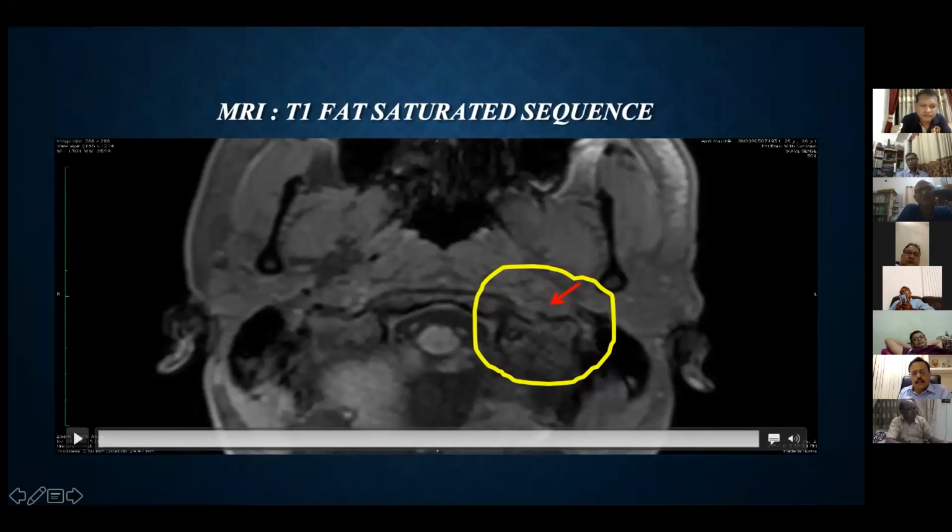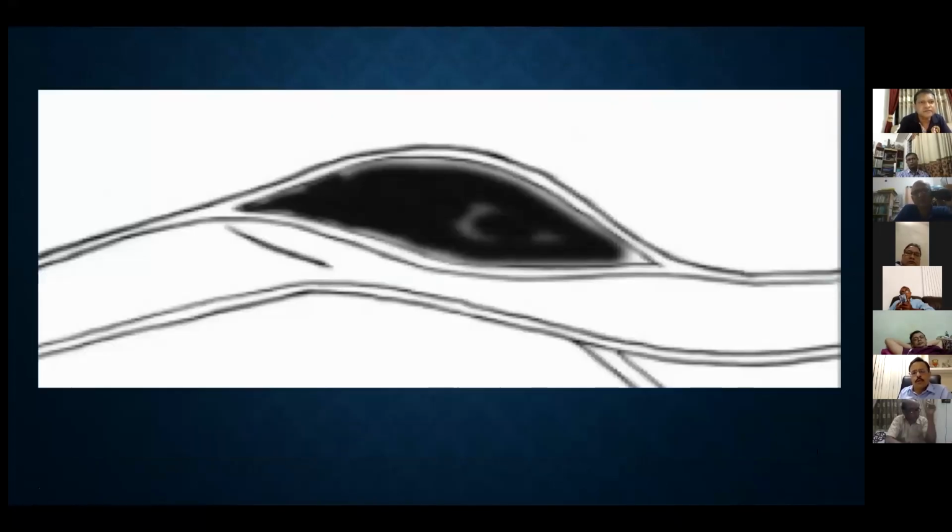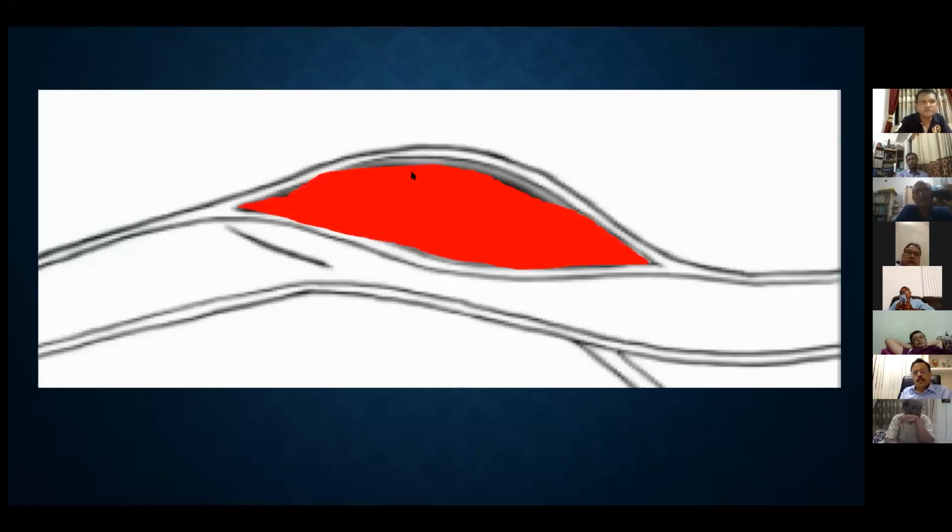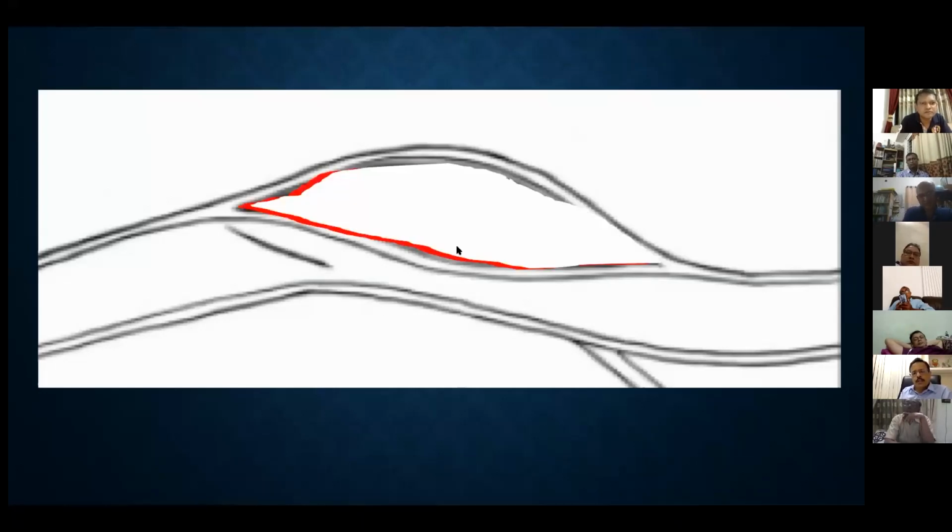So just to summarize, whenever there's a dissection with a mural hematoma, on MR, on fat suppressed T1, it will look like a very bright signal. And this is what we should look for in dissections.